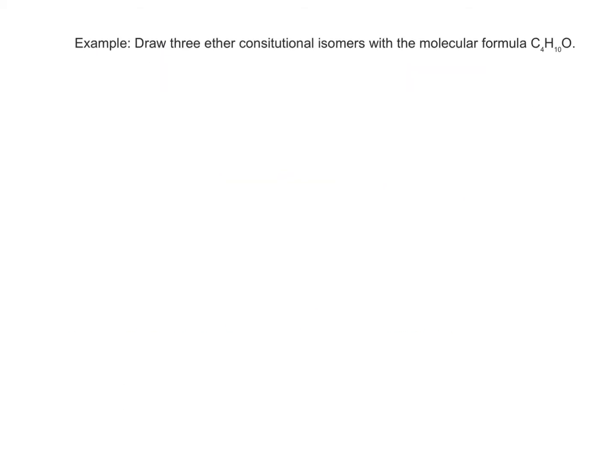Let's tackle this example problem. In this example, we're asked to draw three different ether constitutional isomers that each have the molecular formula C4H10O. So how do we unpack this particular problem? Well, the first thing that I would recommend doing is use the information that we have available in the problem to your advantage, making sure that we're following the directions.